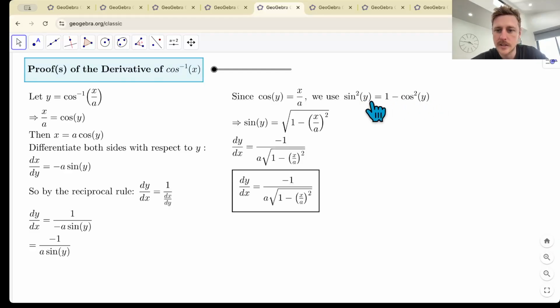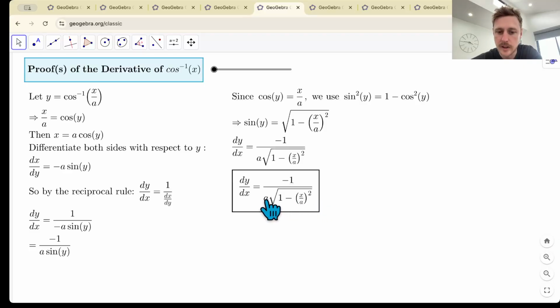Okay, so I should say this is the Pythagorean identity. If you rearrange that for sine y, you'll get sine y equals the square root of 1 minus cos squared y, which we had here, but cos squared y is (x/a) squared. So dy/dx is negative 1 over a times the square root of 1 minus (x/a) squared. So there's our final answer. Now, sometimes you'll see it like this, negative 1 over the square root of a squared minus x squared, which is probably a little bit neater.